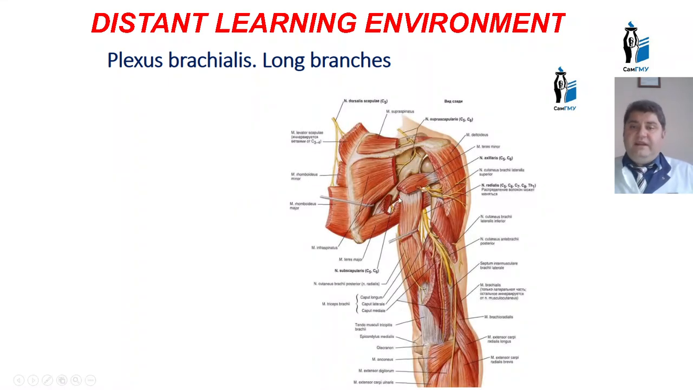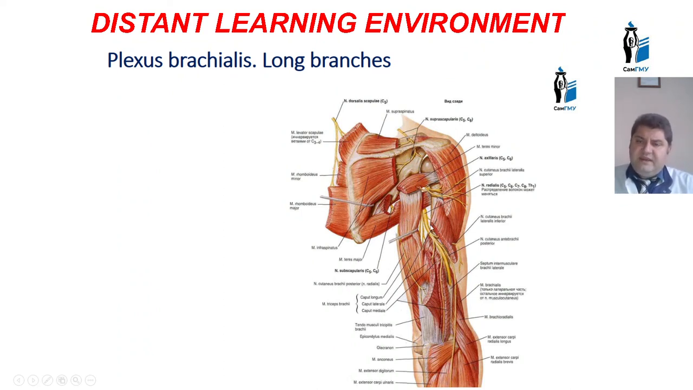At last, we look at the radial nerve. The radial nerve is one of the long branches of the plexus brachialis, and you may see that this nerve comes from the posterior fasciculus of the brachial plexus. It gives muscular branches for muscles of the posterior part of the arm, for the triceps muscle, and also it gives a branch for the posterior surface of skin of the arm, you may see it here.